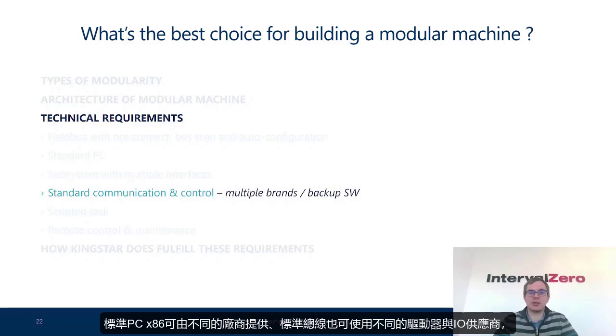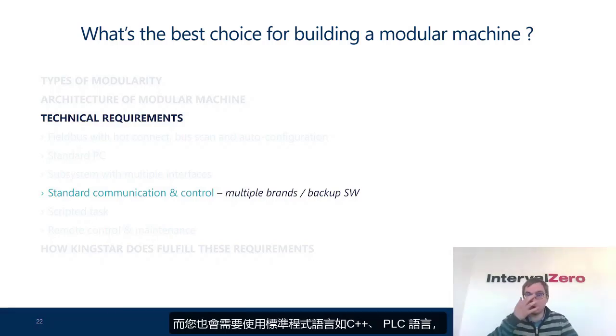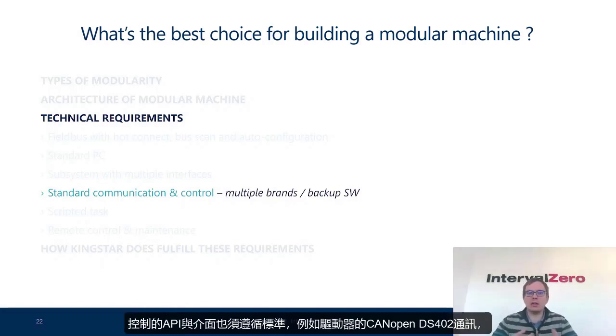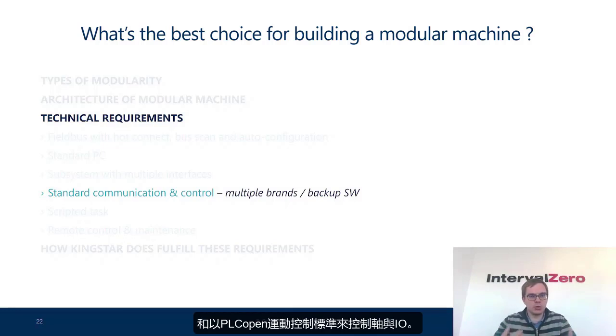Standard PC x86 allows you for multiple vendors. Standard field bus allows you for multiple drives and I/O vendors. And then you will want to program with standard languages such as C++, PLC language, maybe .NET, maybe Java, which will allow you to switch to another control. And the APIs and interface for the control need to also follow the standard. For example, the CANopen DS402 communications with drives, the PLCopen motion control standard to control axes and I/Os.